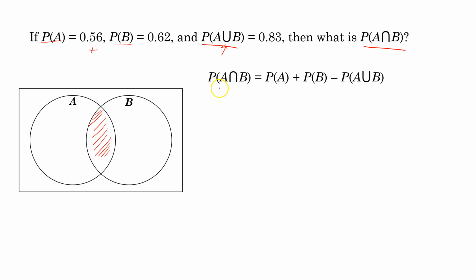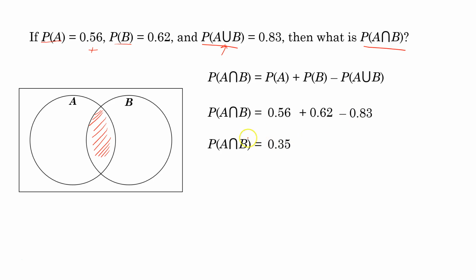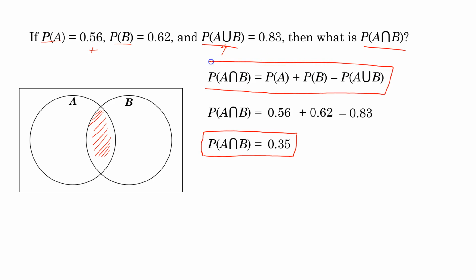So probability of A intersect B equals, now we know the probability of A is 0.56 plus the probability of B, 0.62, minus probability of A union B, which is 0.83. And then all we have to do is a little bit of math, and we get the probability of A intersect B is 0.35. So once you know the general addition rule for probabilities, you're pretty much set when you're trying to find the intersection or the union of probabilities.